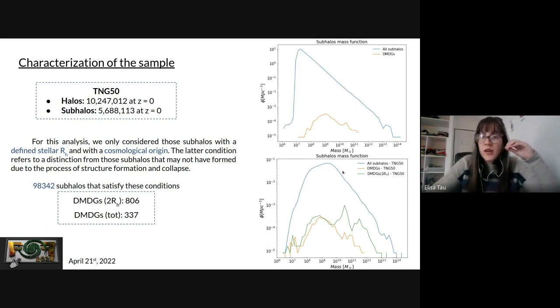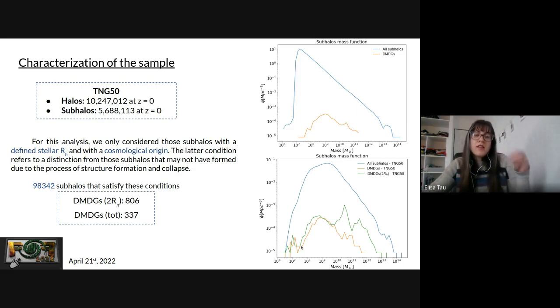And well, here I'm showing you the mass function for only the subhalos that have met these two conditions. In green, you can see the subhalo mass function for the dark matter deficient galaxies within their central region, and in orange, those that meet the dark matter deficiency condition using their total amount of mass.